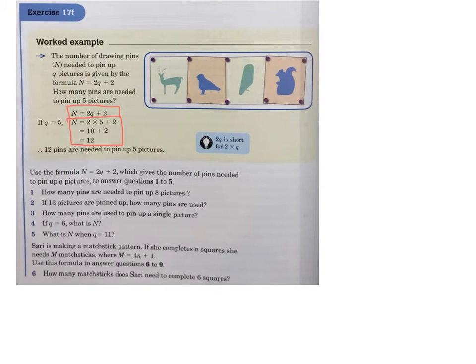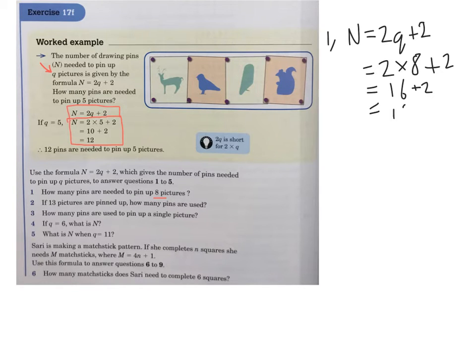So for number 1, the formula is n equals 2q plus 2. It asked me in this question if there were 8 pictures. The number of pictures is q. In the worked example, it tells you q is the number of pictures. So that would be 2 times 8, which is 16, plus 2. So 16 plus 2 equals 18.